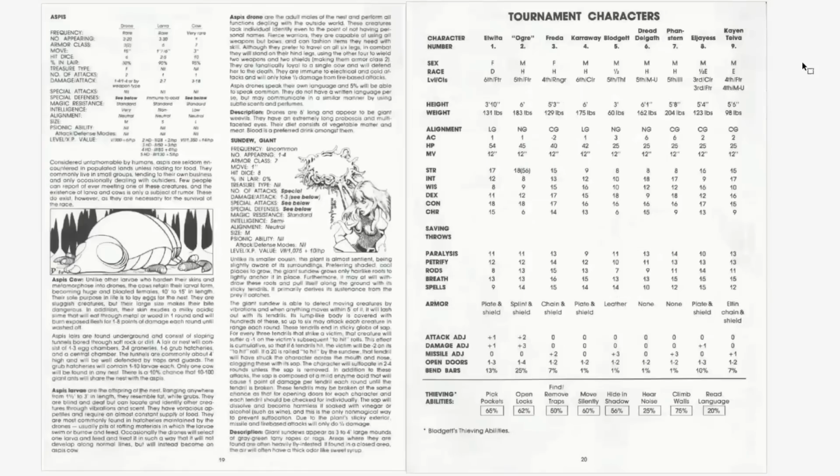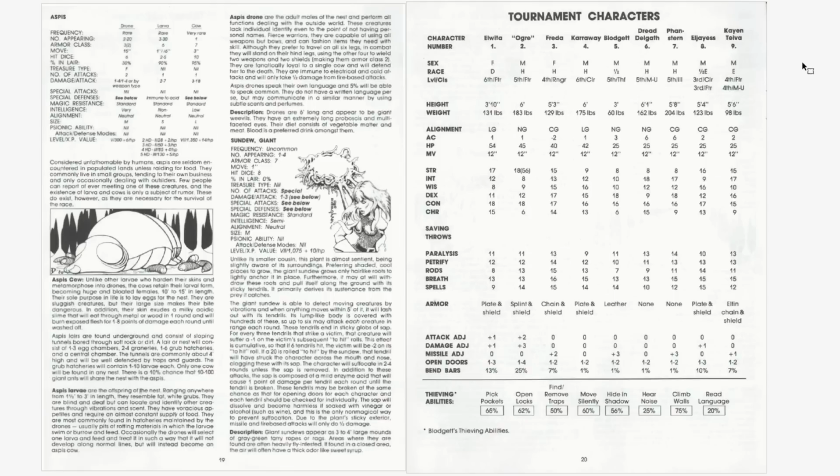You have Ogre, a human fighter. Frida, a female human ranger. You have Caraway, a male human cleric. Blodgett, a male halfling thief, 5th level thief. You have Dread Delgath, a human male magic user. You have Fanstern, a human male illusionist. Eljaeus, a male half-elf cleric fighter, and Caintelva, a male elf fighter magic user.